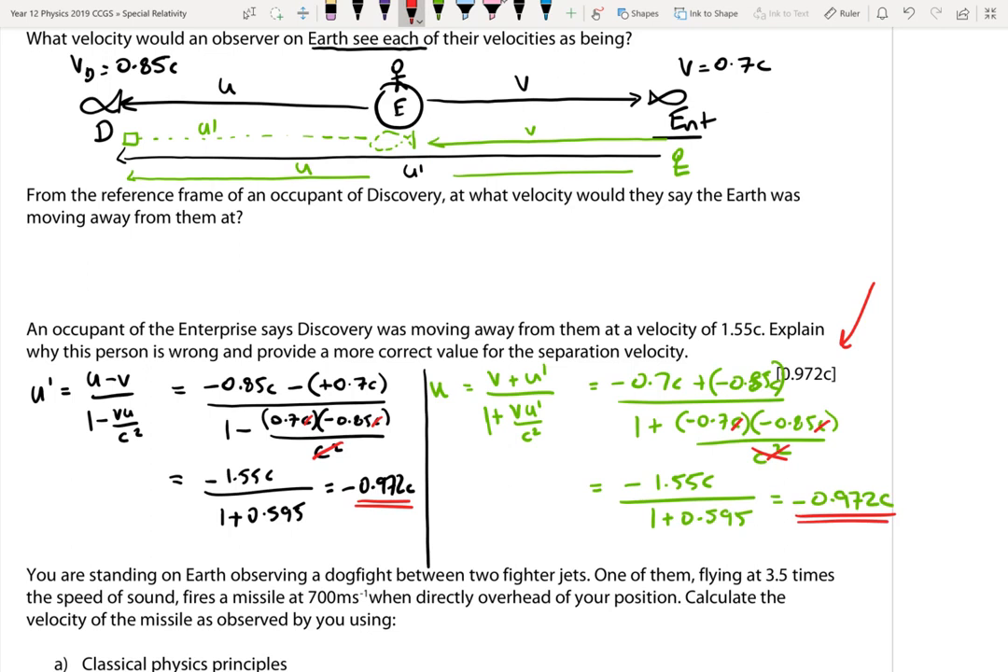So u prime is always the speed as measured by the object that's given v.